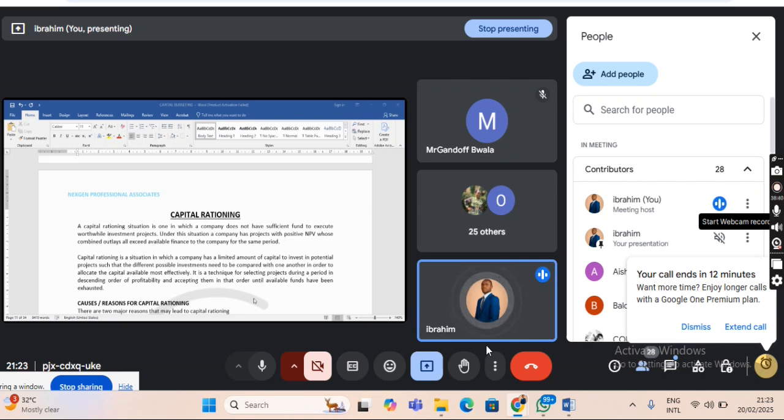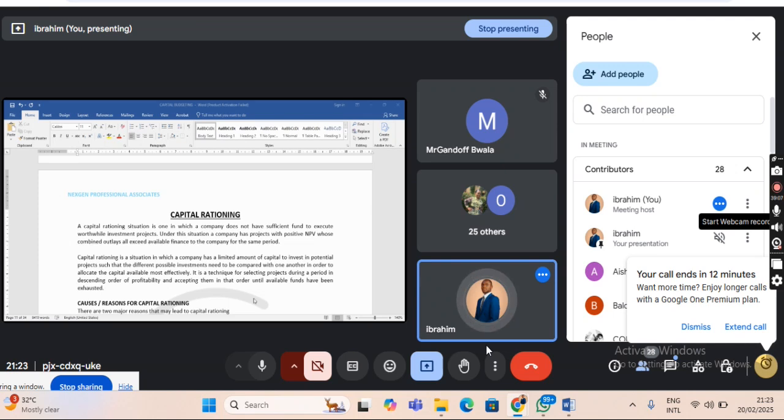Samsung wants to engage in a capital investment project. These projects are positive, and there are like 5 projects. To execute them you need 5 million, and you have 500,000. So how will you now execute these projects? That is why you will now bring in what we call divisible projects. You will now look at it.